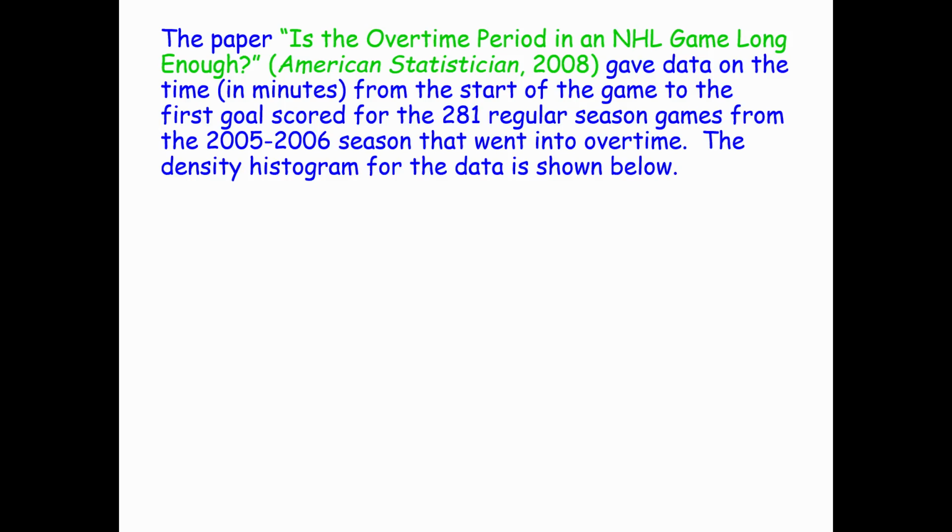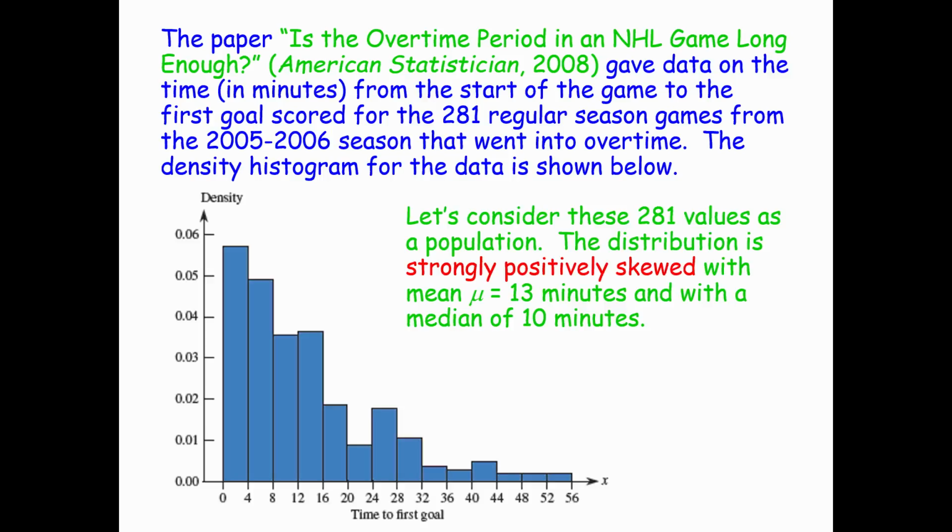Okay, so in the paper "Is the overtime period in an NHL game long enough?" they gave data on the time in minutes from the start of a game to the first goal scored for the 281 regular season games from the 2005-2006 season that went into overtime. The density histogram for the data is shown below. So the first thing you should recognize about this is that this graph is skewed to the right, and it even says it in bright red, strongly positively skewed, and it has a mean of 13 with a median of 10.